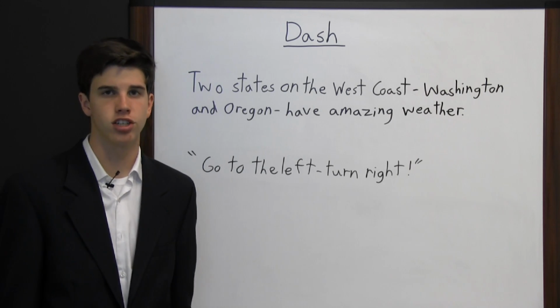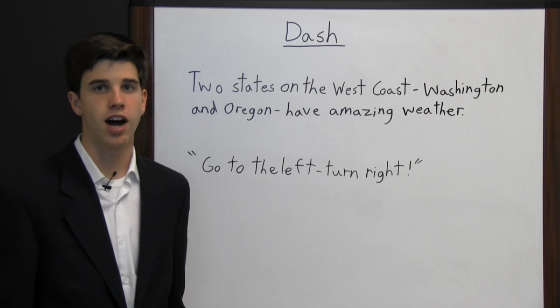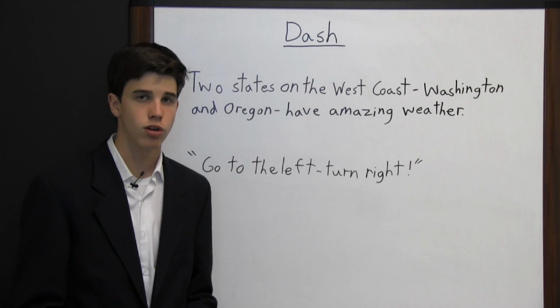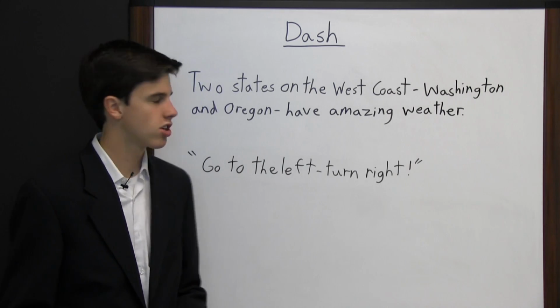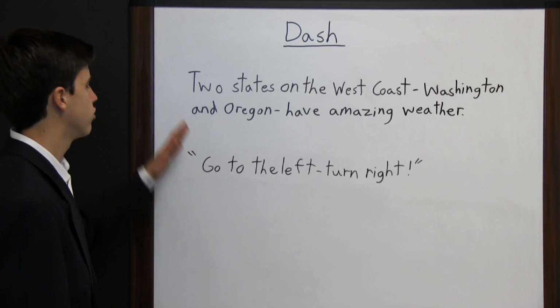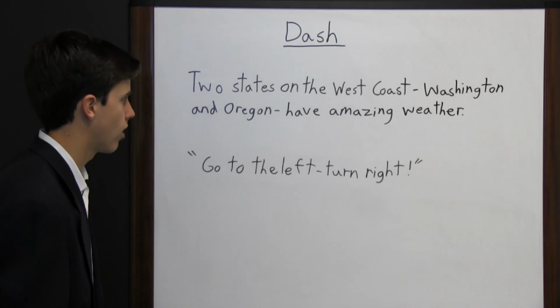Dashes have 2 main functions. 1, they can be used in place of commas in order to set off a certain part of the sentence. Or 2, they can be used to show a pause in a quotation. So let's take a look at the first use. 2 states on the West Coast, Washington and Oregon, have amazing weather.